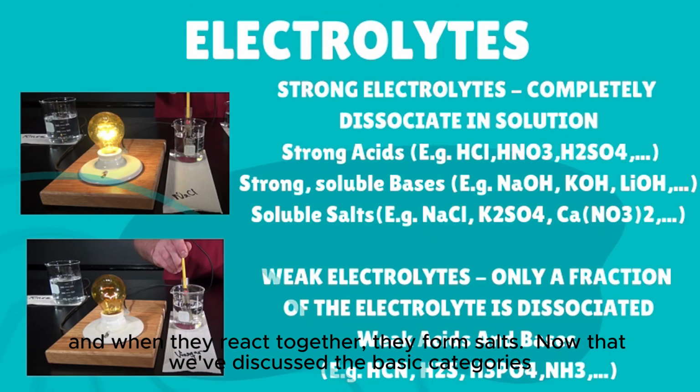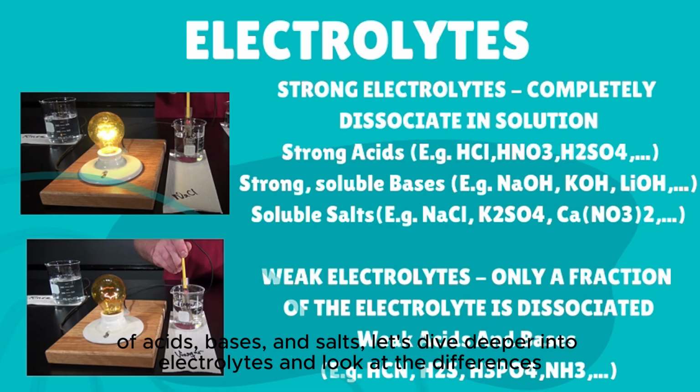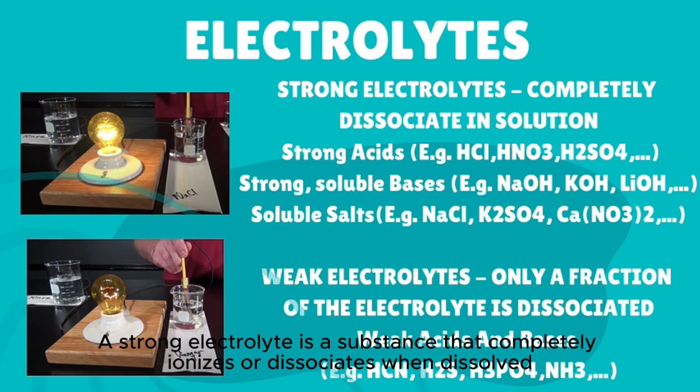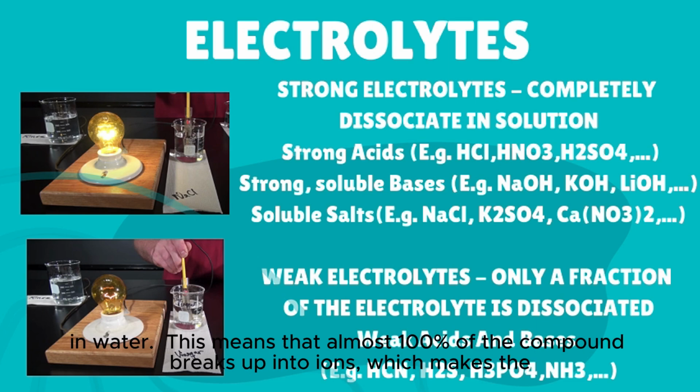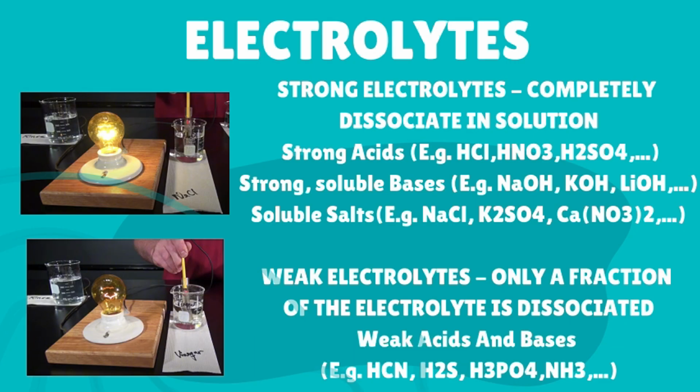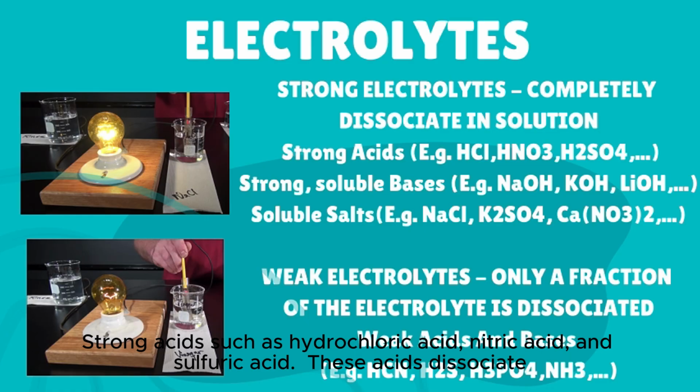Now that we've discussed the basic categories of acids, bases, and salts, let's dive deeper into electrolytes and look at the differences between a strong and a weak electrolyte. Let's begin with strong electrolytes. A strong electrolyte is a substance that completely ionizes or dissociates when dissolved in water. This means that almost 100% of the compound breaks up into ions, which makes the solution a good conductor of electricity. There are three main types of strong electrolytes: strong acids such as hydrochloric acid, nitric acid, and sulfuric acid.